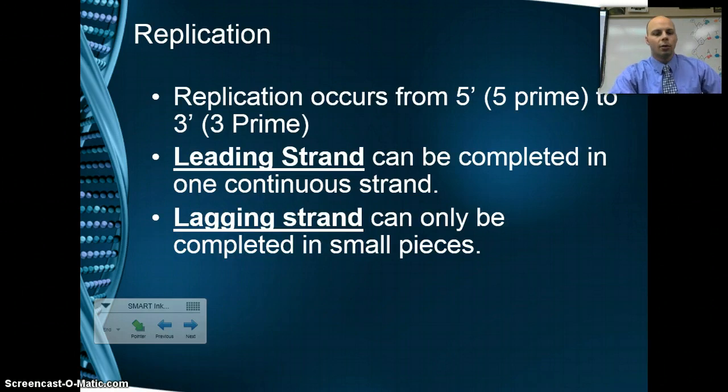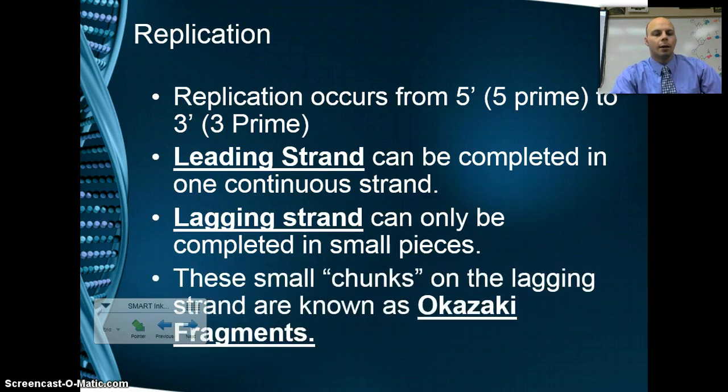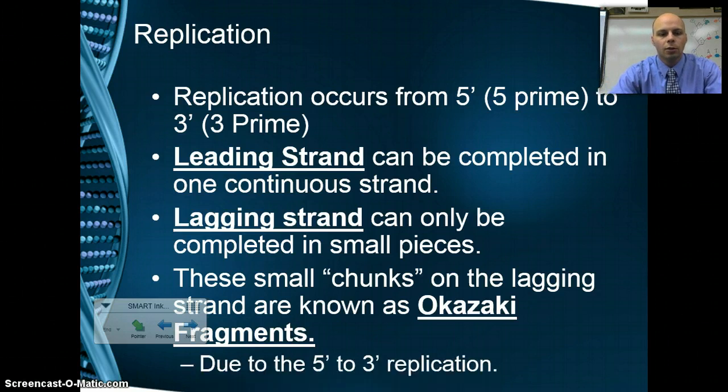And then the lagging strand is the one that will have to be done in smaller pieces, because it can only go in one direction and it can't follow that helicase. And so those small chunks on the lagging strand we call Okazaki fragments, after the Japanese scientist that first discovered them. Each side of that DNA strand is kind of like a one-way street. The enzymes just can't attach and move in the opposite direction.